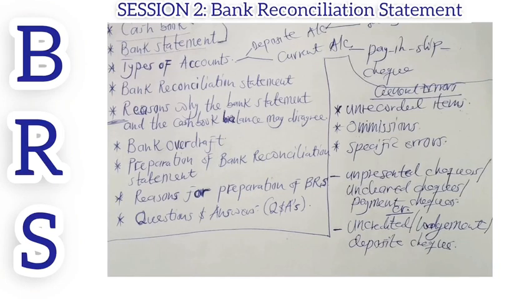So anytime we receive a check and send it to the bank, but the bank fails to record that check as a deposit, it becomes what we call the uncredited check. So uncredited checks are checks received by a business and debited in the cash book, then sent to the bank for lodgement, but not credited by the bank. That is what we mean by uncredited checks.